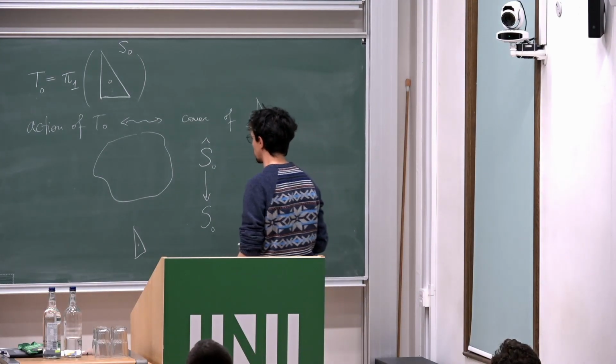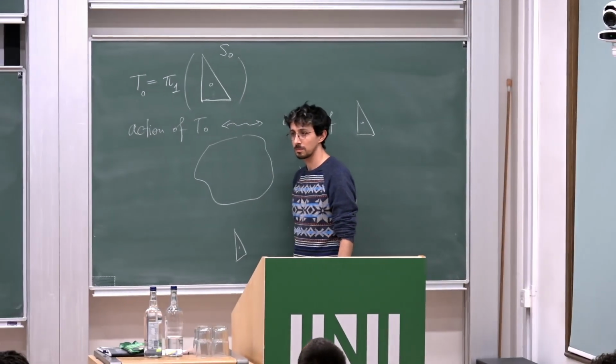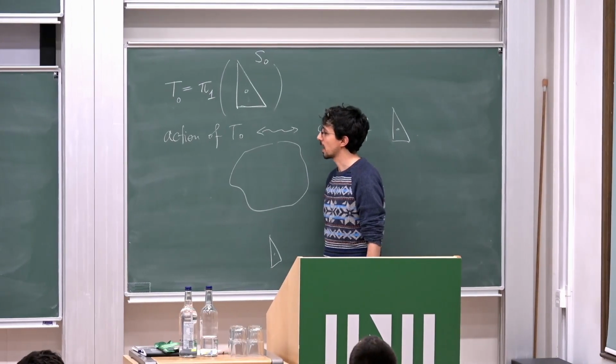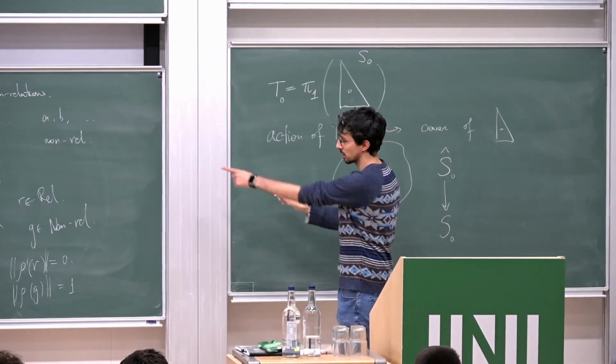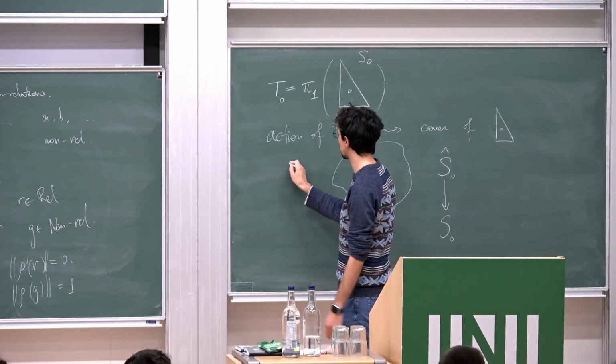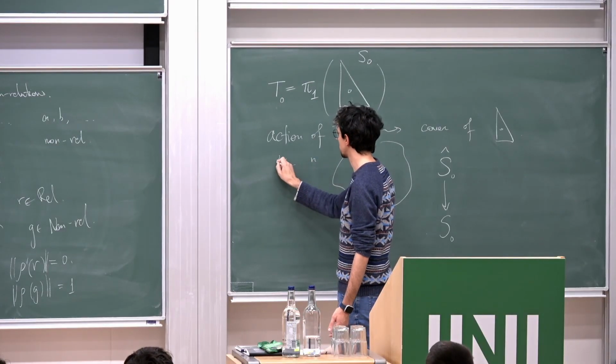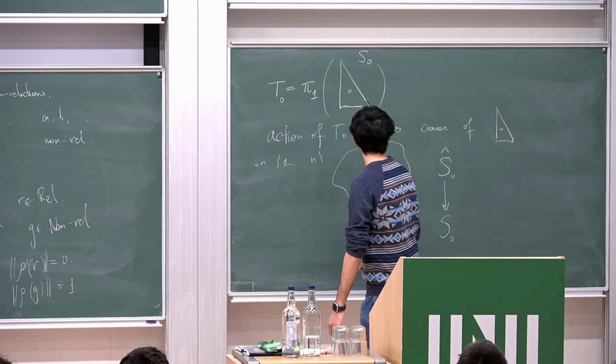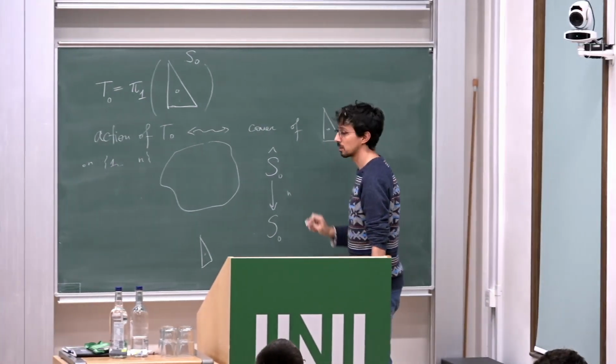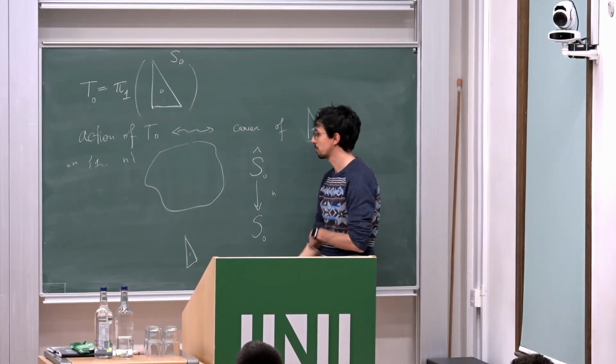Action on what? The action of this T0 on what? The action of T0, so this is this fixed homomorphism on one up to n, corresponds to a degree n cover of S0.